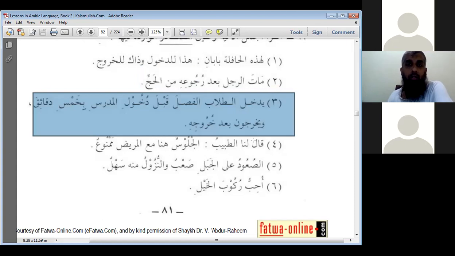Yadkhulu at-tullabu al-fasla qabla dukhūli al-mudarrisi, right? So yadkhulu at-tullabu, the students enter al-fasla, the classroom, qabla dukhūli al-mudarrisi, before the entry of the mudarris, okay? Who's the mudarris? The teacher. Qabla dukhūli al-mudarrisi, before the entry of the teacher.